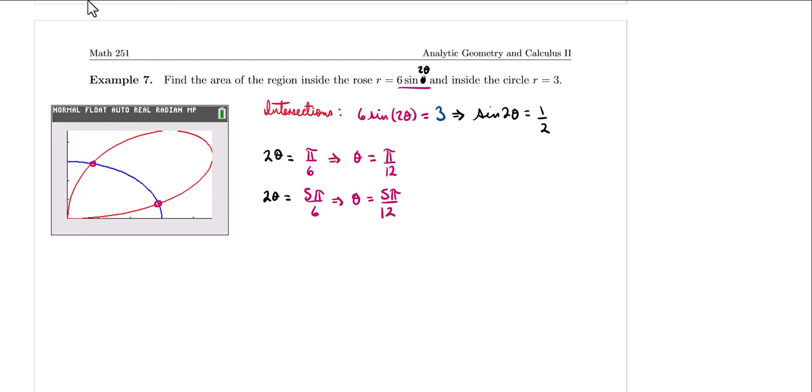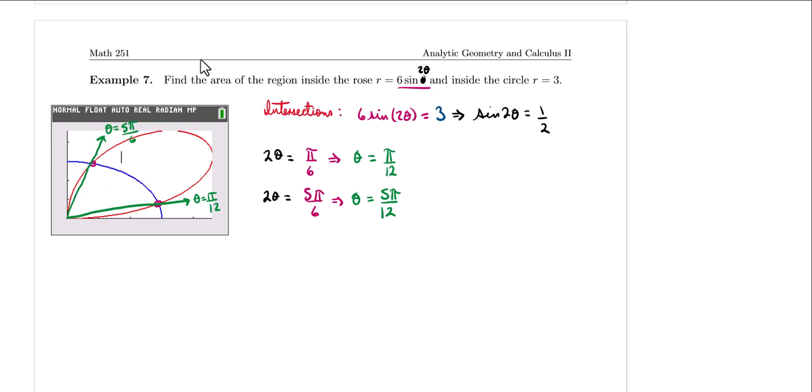Okay, in fact, I'm going to put this one here in green because the next step is, once you figure out your points of intersection, you do want to graph a line going through your points of intersection. So we're going to have one line here. This one here should be theta equal to pi over 12. And the other one here should be theta equal to 5 pi over 12.